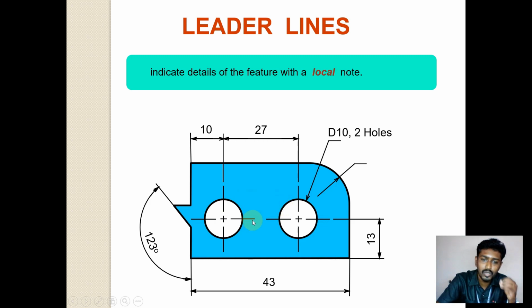So we need not represent the same measurement again and again. If we are having 2 holes in a diagram, you can capture it like this: the same measurement D10 and comma, right, 2 holes. It says both the holes are identical, right? And next, the arc is with the radius 16. So I have taken the leader line in this manner, and I have written R16 above the leader line.